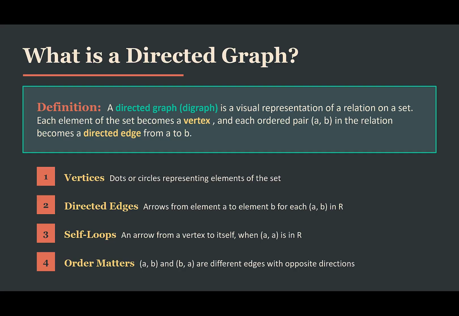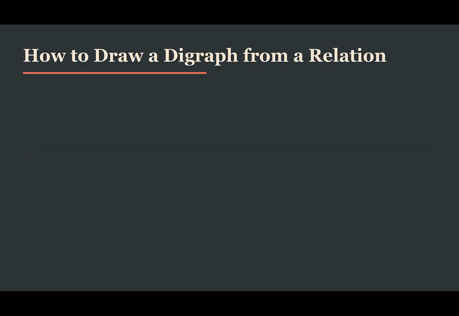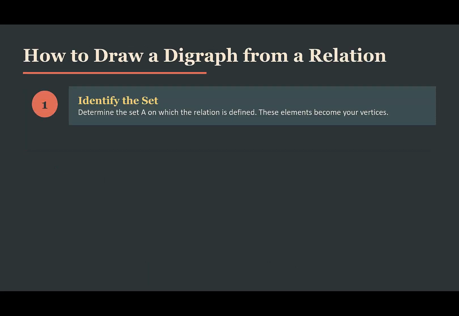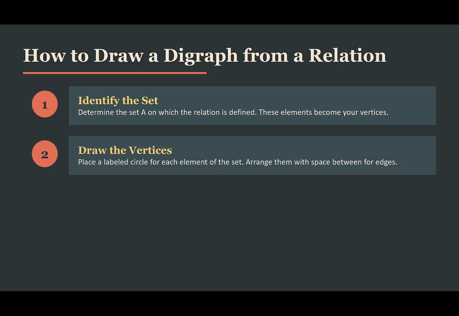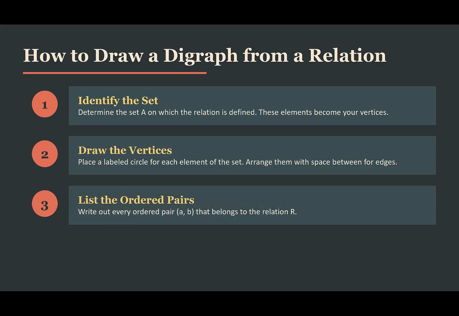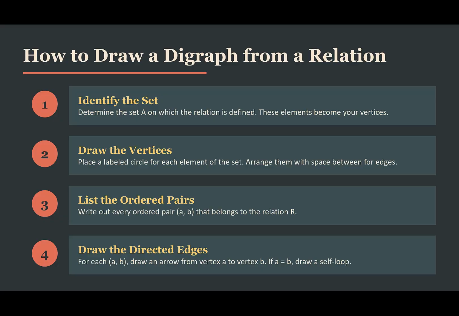As we're drawing, it's important to remember that order matters. (A, B) and (B, A) are different edges with opposite directions. When we're drawing, we are always going to start by identifying the set, then we'll draw the vertices, list the ordered pairs, and then draw the directed edges.